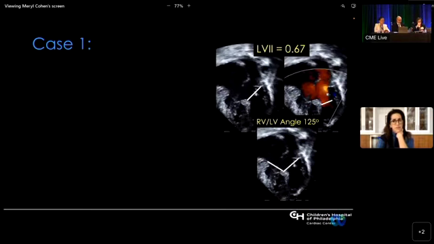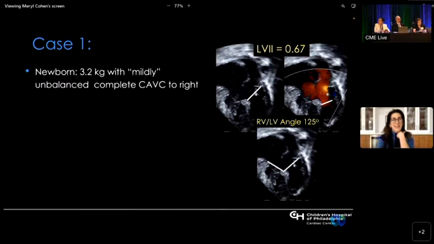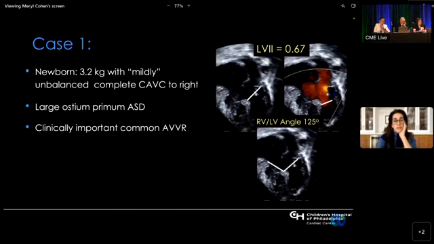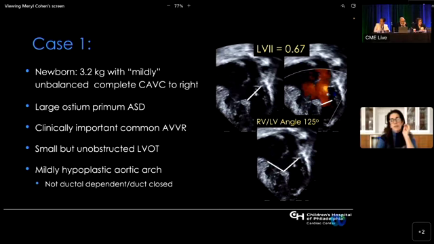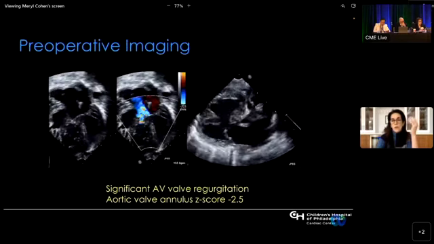So I'm just going to leave you with a few cases just to show you that all of these measurements are not perfect, and it doesn't always turn out the way you think. This was a newborn with what we thought was mildly unbalanced complete AV canal to the right. Her AVVI was about 0.38. The inflow index was 0.67, so good inflow into the left ventricle. The angle was relatively shallow. There was a large primum defect, but there was very clinically important common AV valve regurgitation and a very small but unobstructed left ventricular outflow tract. The arch was diffusely hypoplastic, but there was no coarctation.